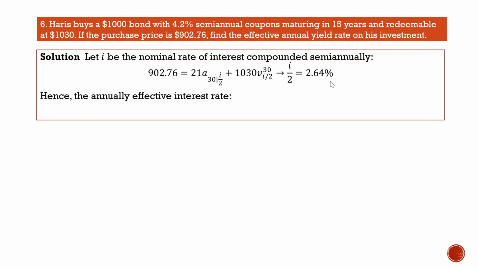Hence, the annual effective interest rate is i prime, which is equal to 1.0264 squared minus 1, which is 0.0535. So the effective annual yield rate is 5.35%. Since the question asks for the effective annual yield rate, not the nominal rate of interest compounded semi-annually, you couldn't stop at i. You should go further to find i prime.